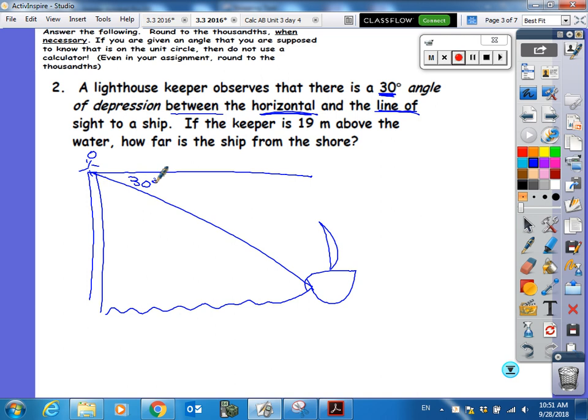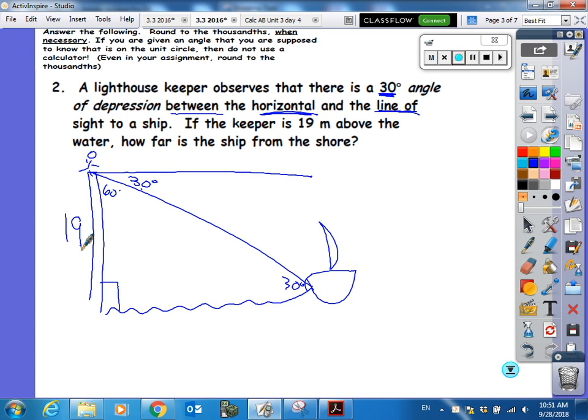Well, transversal, parallel lines, all of that stuff from geometry. We know this is 30. Right angle stuff, we know this is 60. You can find one or both of those. It doesn't matter. And this is a right angle right there. The keeper is 19, so we know this is 19 meters.